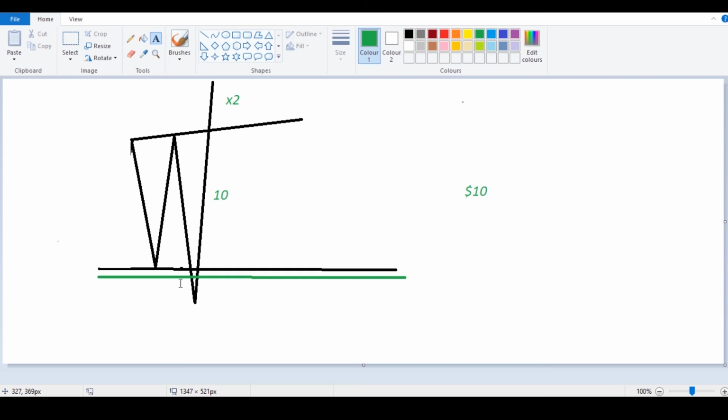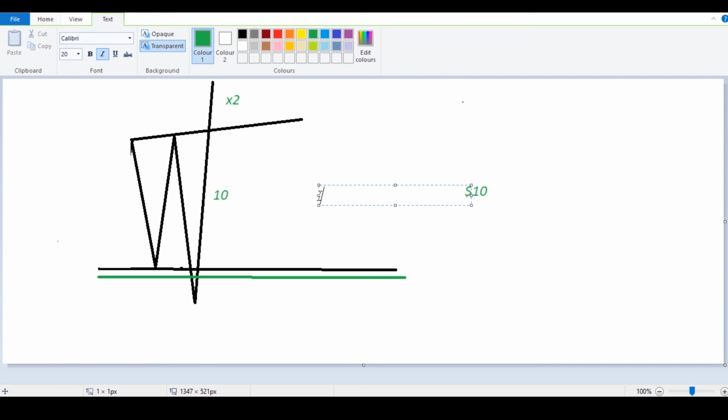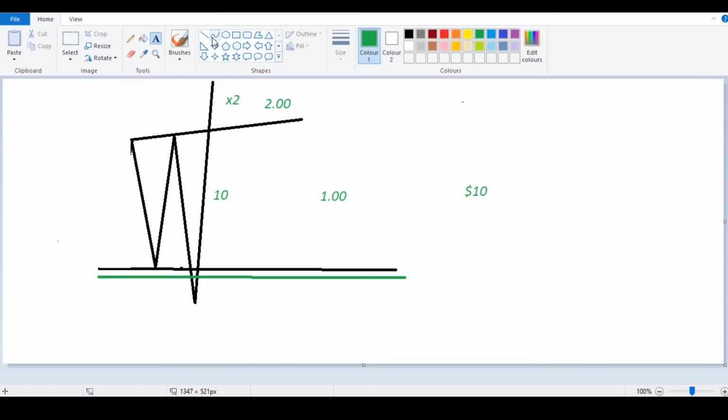Now, you know that if the distance from these two heads to there is 10, then you know for a fact that you're going to get 5. So to get that $10 loss back, you're going to double whatever lot size you were using. So we were using 1.00 here. When we go up to the top, we're going to use 2.00 so that we make our negative $10 back.